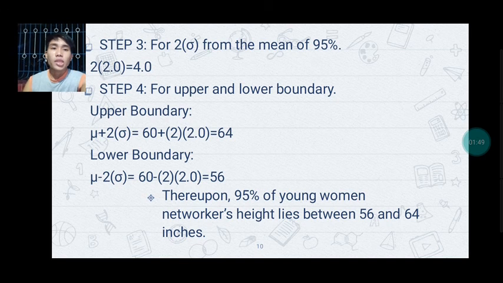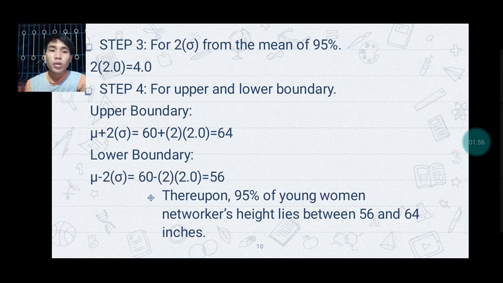Step 3, from the mean of 95%, so 4.0. Step 4, upper and lower boundary: upper boundary 64 and lower boundary 56. Therefore, 95% of young women net workers' height lies between 56 and 64 inches.